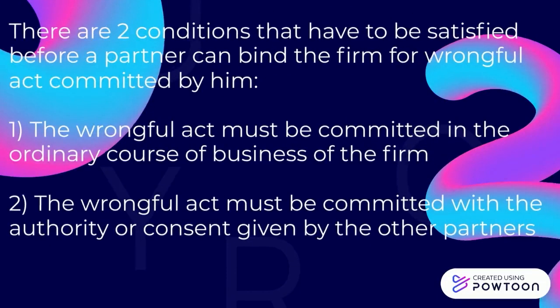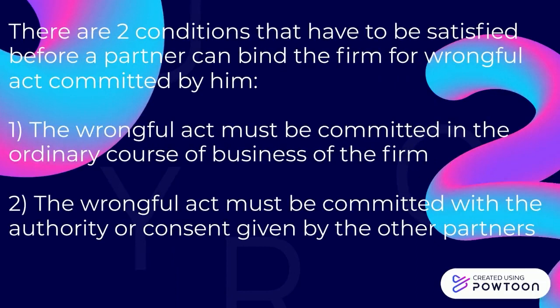There are two conditions that have to be satisfied before a partner can bind the firm for a wrongful act committed by him. First, the wrongful act must be committed in the ordinary course of business of the firm. The firm is liable for the wrongful act or omission of a partner in a way similar to the vicarious liability principle, where a principal is liable for torts committed by the agent which are authorized or ratified by the principal. Second, the wrongful act must be committed with the authority or consent given by the other partner.